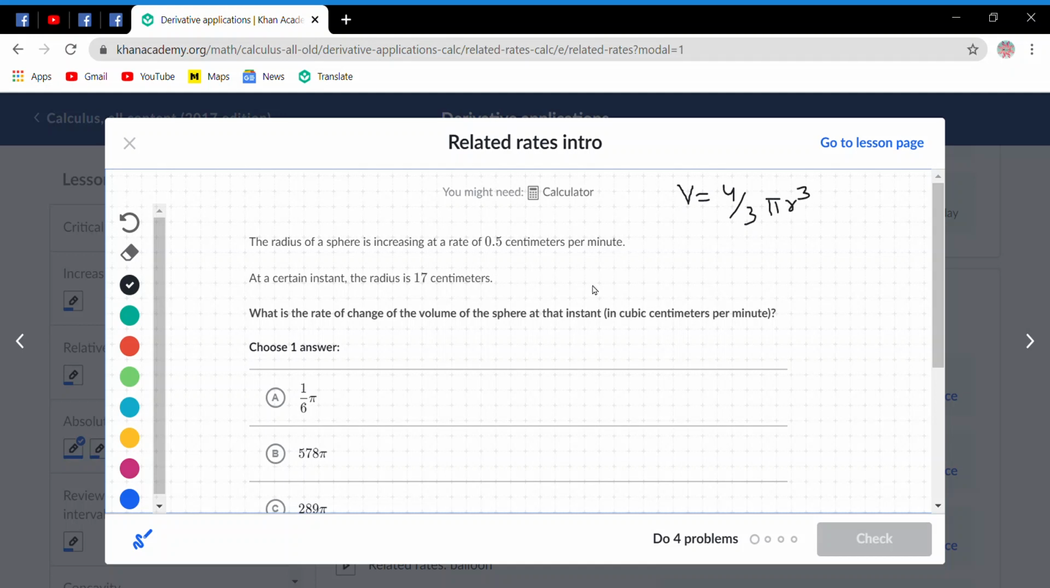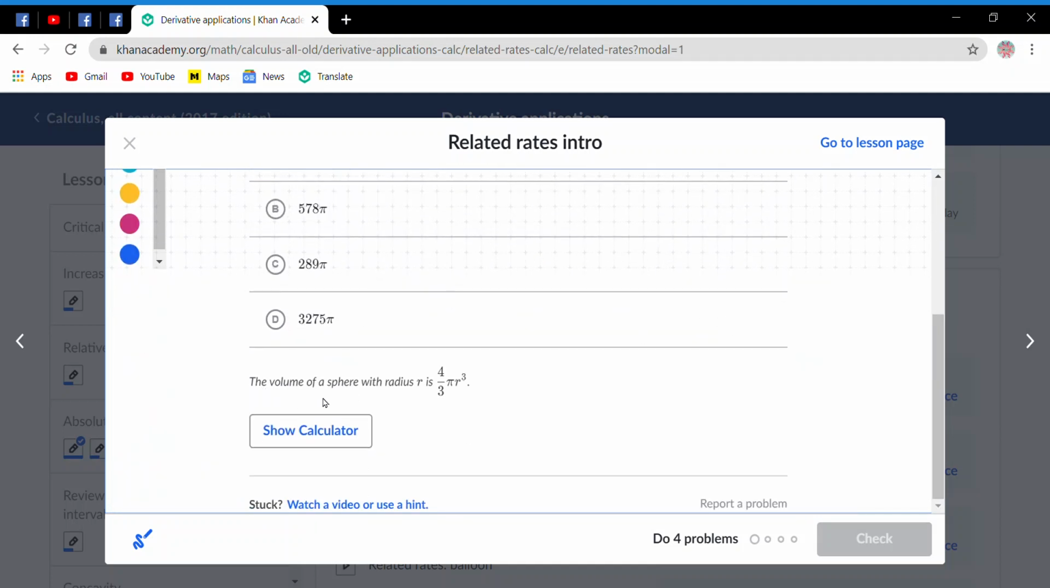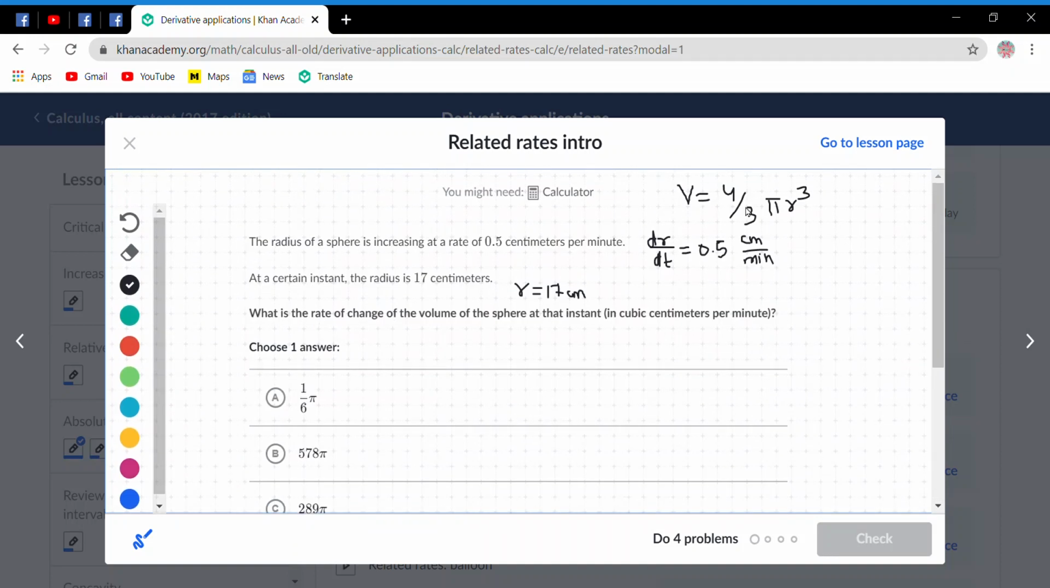This is its volume, and we know that the radius of the sphere is increasing at a rate of 0.5 centimeters per minute. So we also know that dr with respect to time is equal to 0.5 centimeters per minute. At a certain instant the radius is 17 centimeters. What is the rate of change of the volume of the sphere at that instant? The volume of the sphere with the radius r is this, so we already knew that.